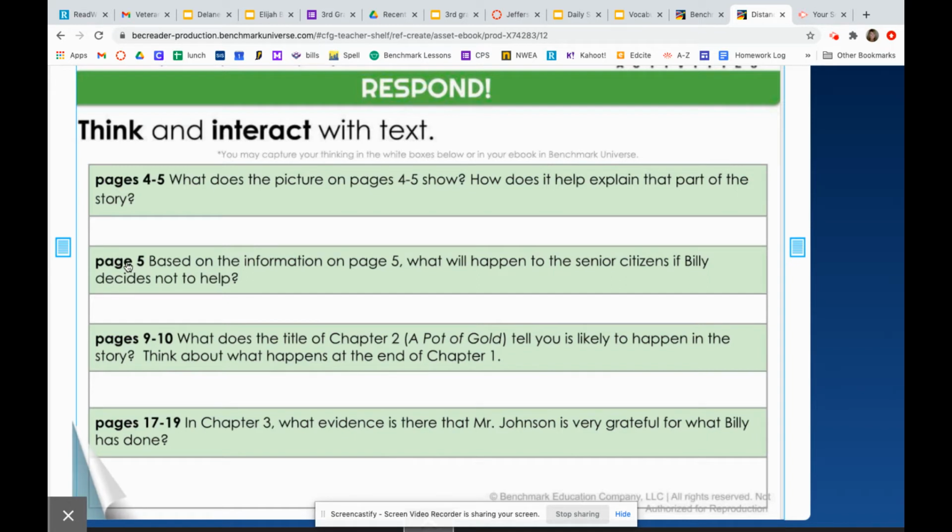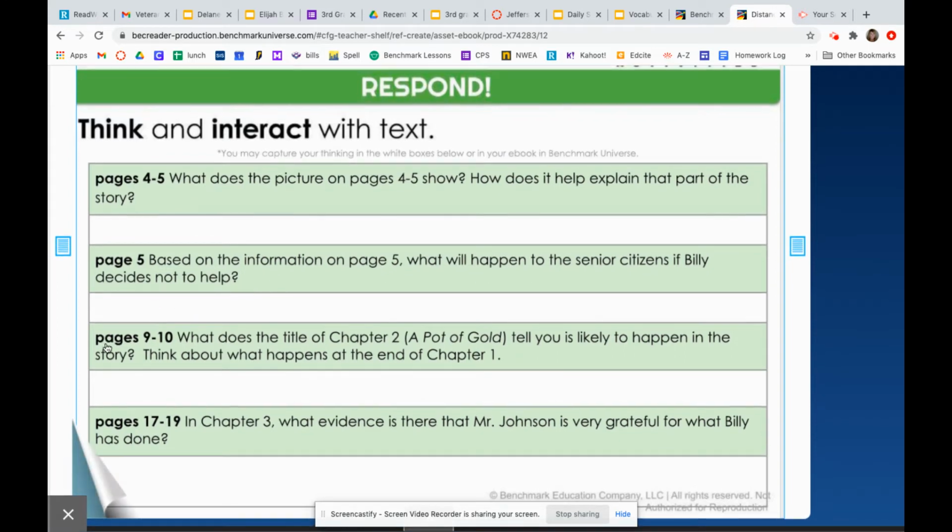And then same thing here. Page 5, the information that's on page 5. What will happen to the senior citizens if Billy decides not to help? Okay, look for that information.